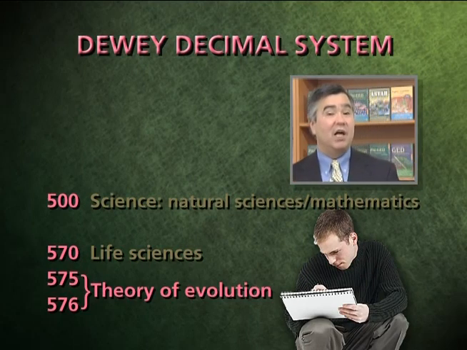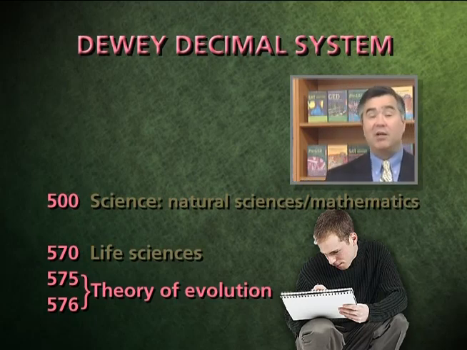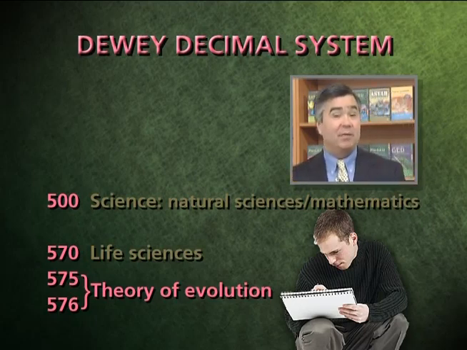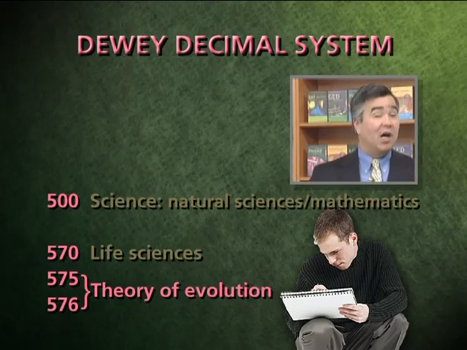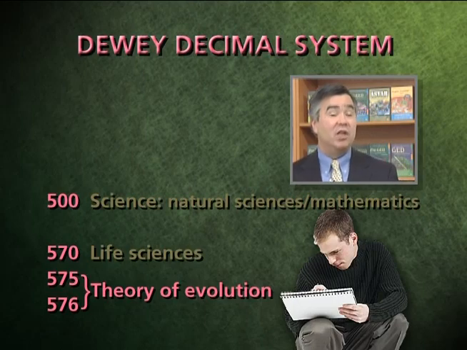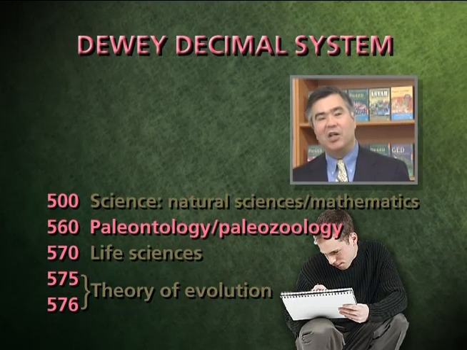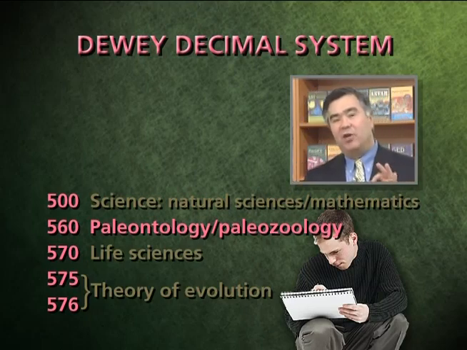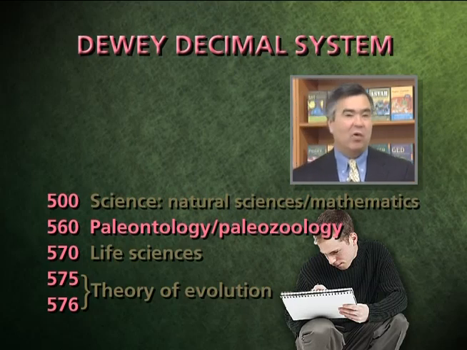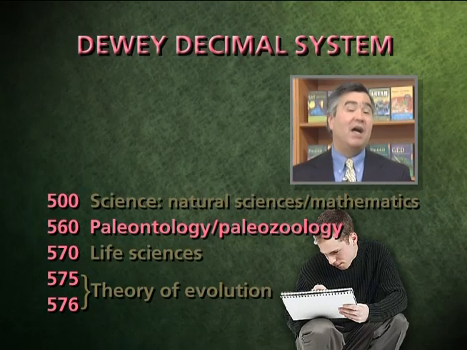So if you go to those shelves in your library, you'll find many, many books about Darwin and the theory of evolution all grouped together there. You might also find, however, that some of the shelves nearby contain other books that are relevant to Darwin and evolution. So, for example, the 560s contain books on paleontology and paleozoology, which means ancient life. So if you're interested in dinosaurs, for example, or other kinds of early creatures, you would probably find those books in the 560s.